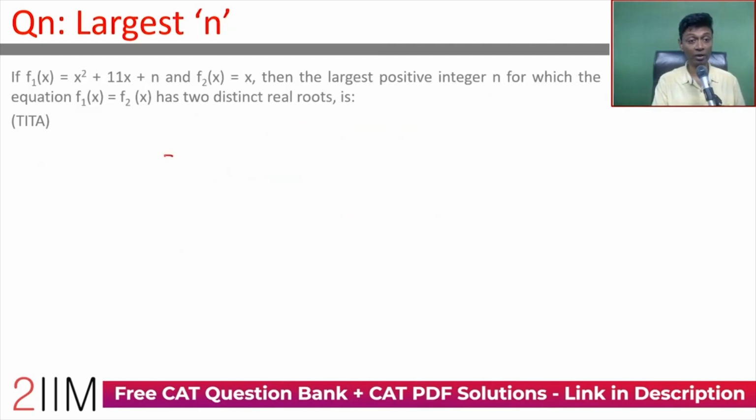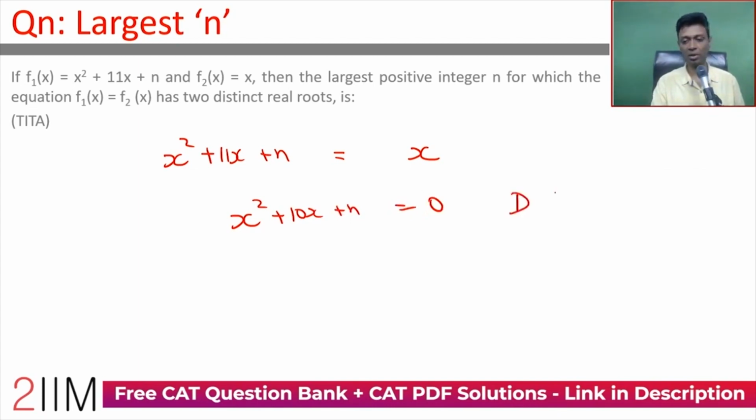f1 of x is x square plus 11x plus n. f2 of x is x. Then the largest positive integer n for which the equation f1 of x equal to f2 of x has 2 distinct real roots. These two should be equal. Then we have x square plus 10x plus n equal to 0. This should have distinct real roots, so the discriminant should be greater than 0. Discriminant is b square minus 4ac, which is 10 square minus 4n greater than 0.